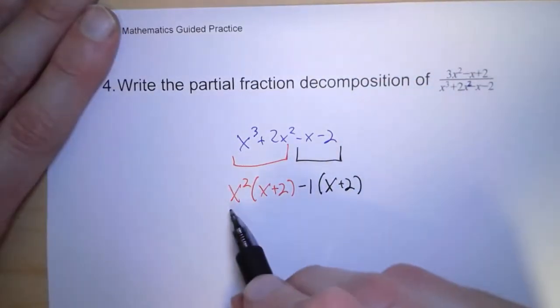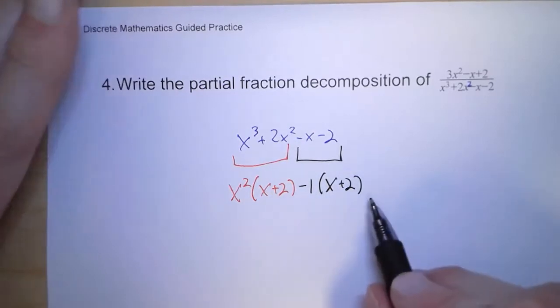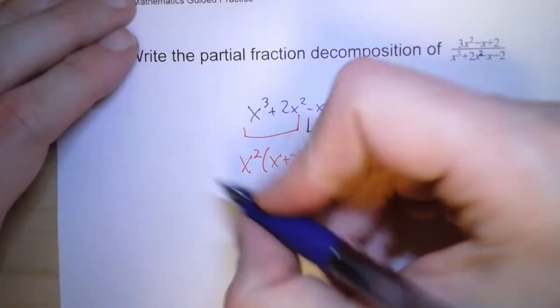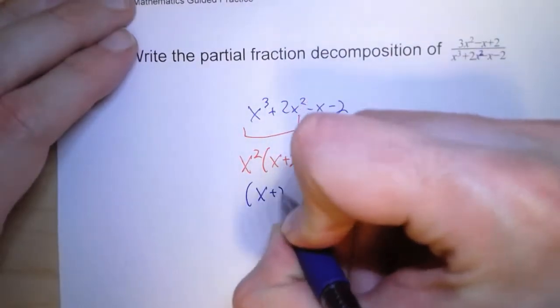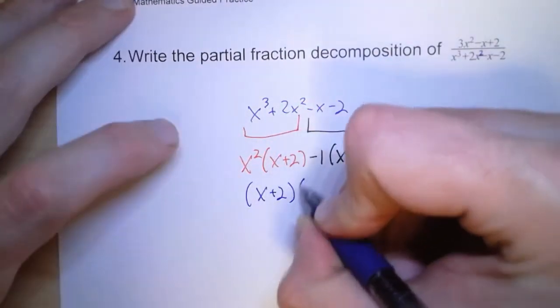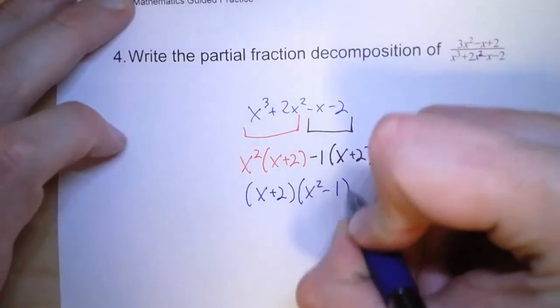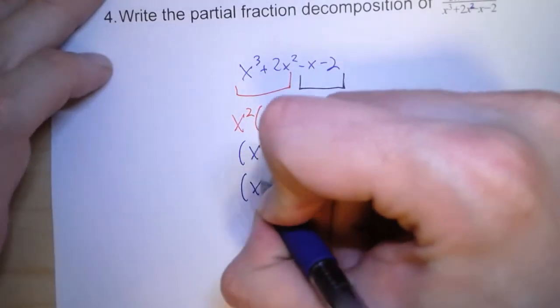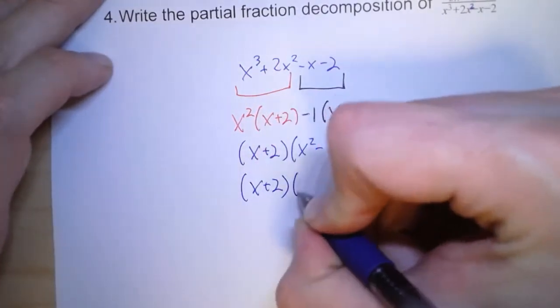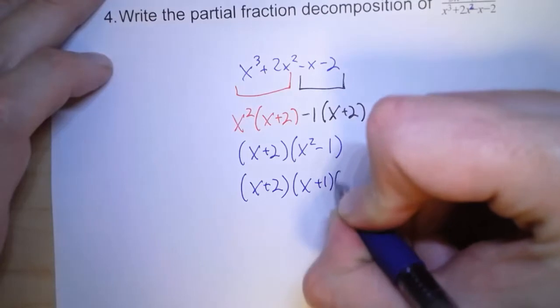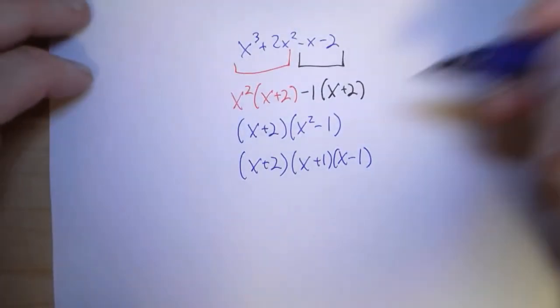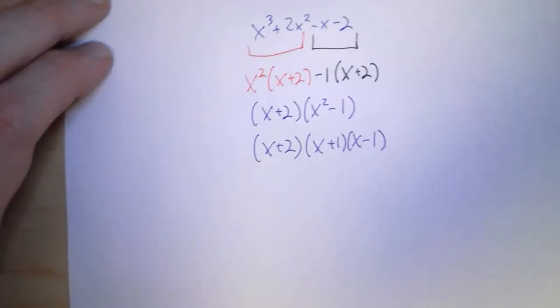So now we have 2 terms. We have this, and we have this. And they both have x plus 2 in common. So when we factor out the x plus 2, we're left with x squared minus 1. And x squared minus 1 can also be broken down into x plus 1 and x minus 1. So this is how our denominator factors.